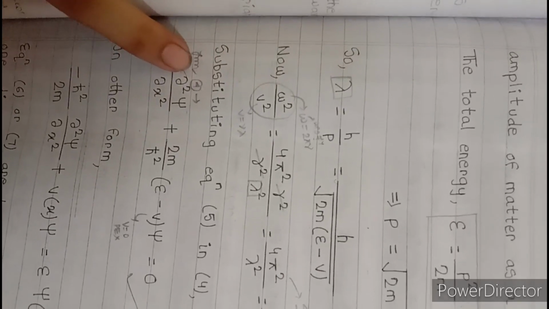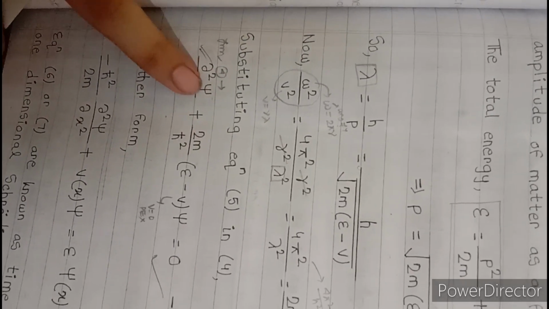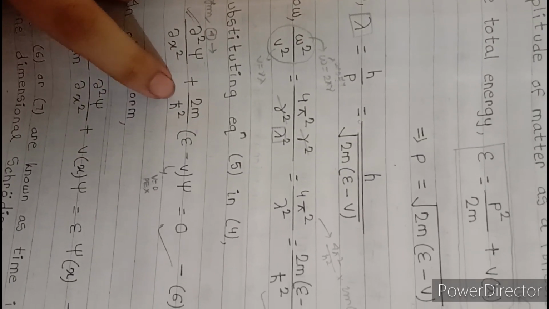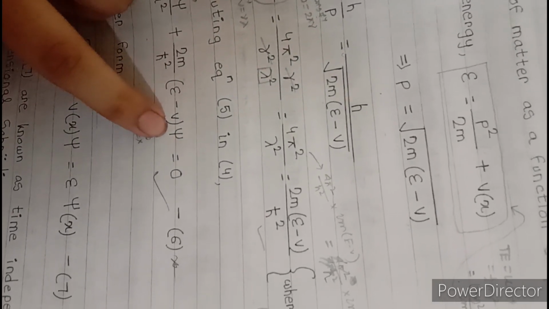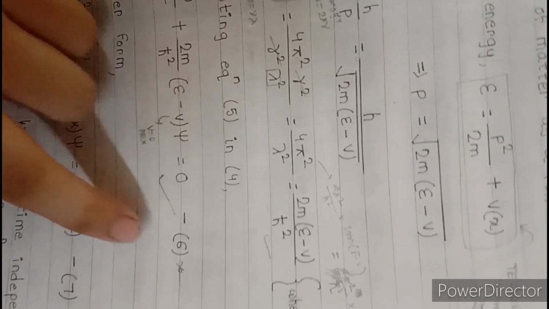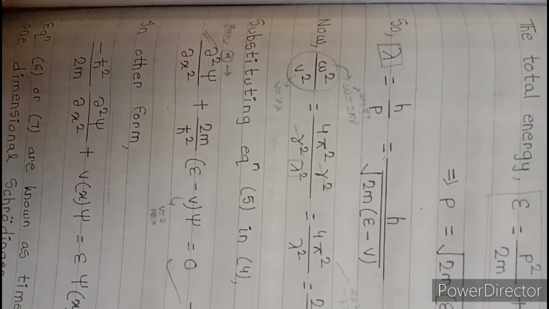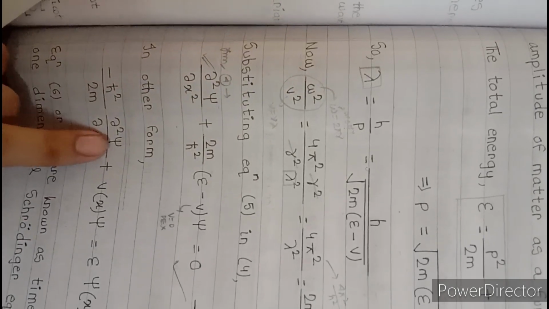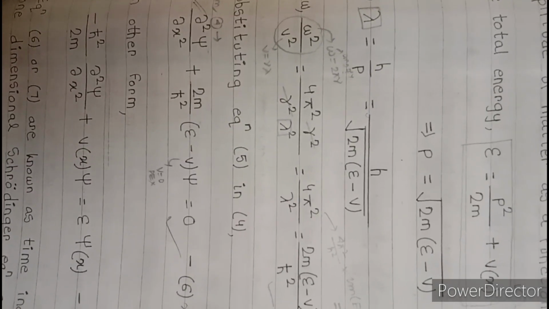Then from equation number 4 we will get ∂²ψ/∂x² + (2m/ħ²)(E − V)ψ = 0. It is the sixth equation, and this is the time independent Schrödinger equation, and this is the other form of this equation. Thank you.